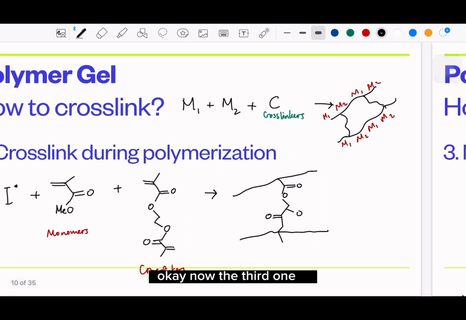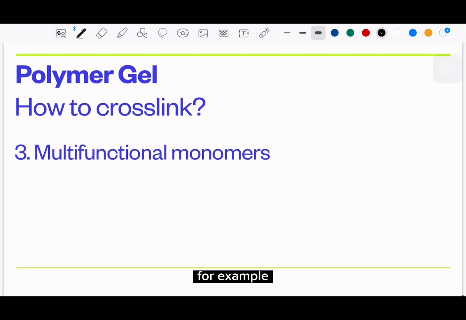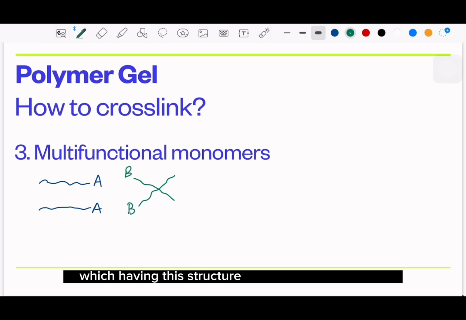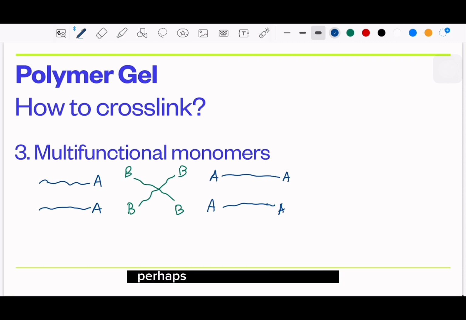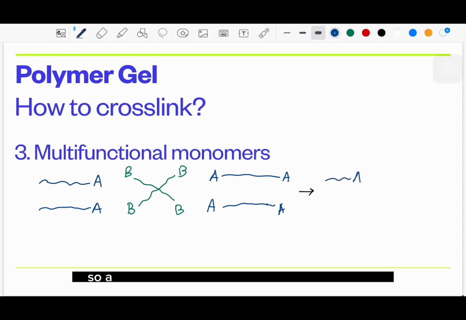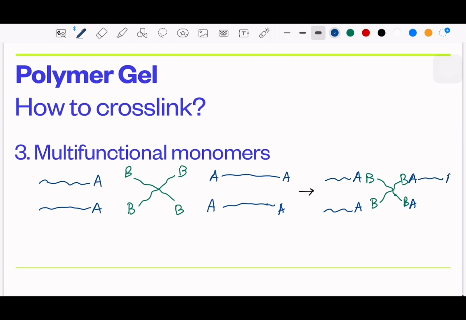Okay, now the third one is what we call multifunctional monomers. Okay, for example, perhaps we have A like that, chain A, and we have chain B, which has this structure for the functional groups. Let's say A and B are functional groups. And we have another one here, A, okay. And maybe A at both ends. So if we combine this together, perhaps this is what it looks like. So A, and then in the middle we have B like that. And then B and A are connecting. And perhaps we have this.